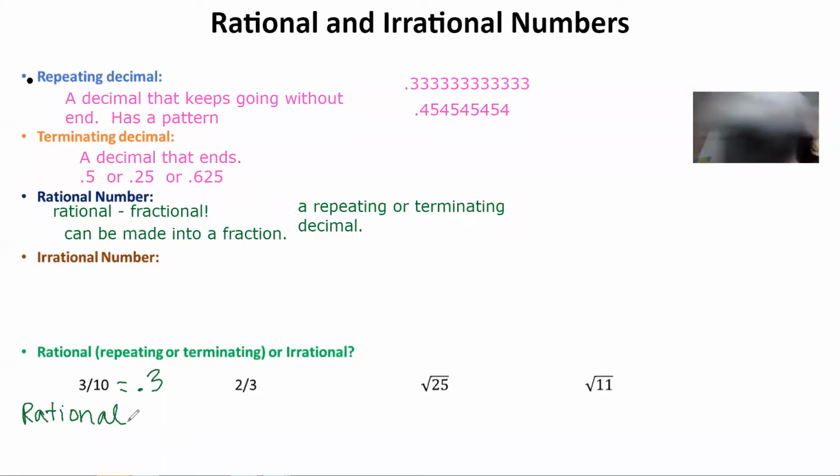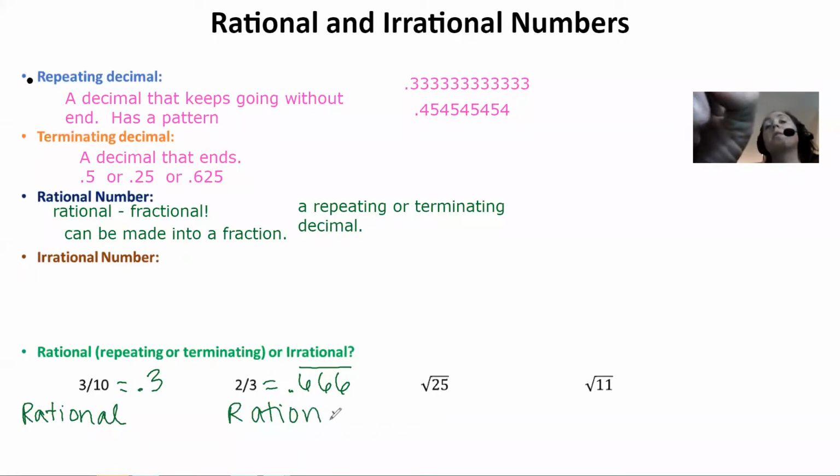2/3, if you would divide 2 divided by 3, you would get 0.666 repeating. And since it has a pattern and it repeats like that, we would call it rational. Now the square root of 25, I have to figure out what that is first before I classify it. Square root of 25 is 5. Since that's just a regular number, and I can make that into a fraction, 5/1. I could also call it a terminating decimal, 5.0, however, this is a rational number.